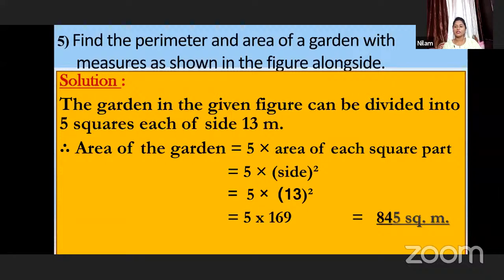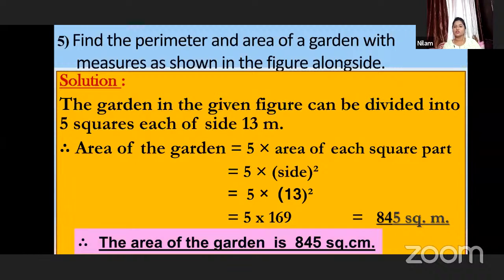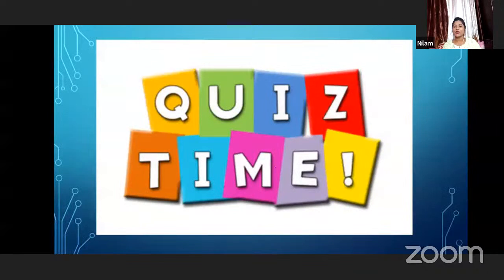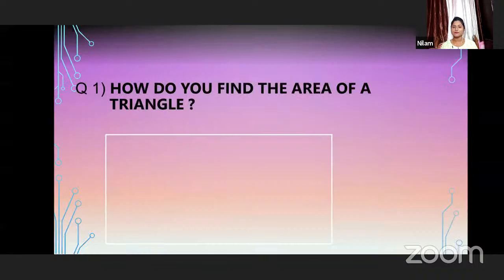And we have written the unit as square because it is the area of that garden. So the area of the garden is 845 square meter. I hope everybody has understood what we have learned today. We have learned many new concepts. So let us revise and see what we have learned through this quiz, so that I can see how much you have understood today's topic.